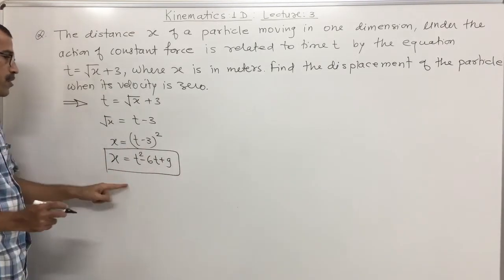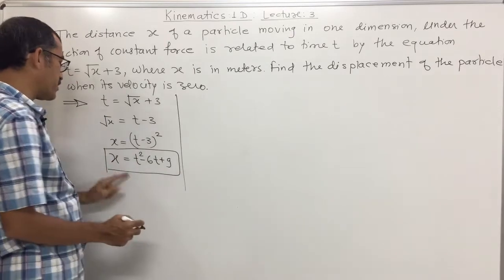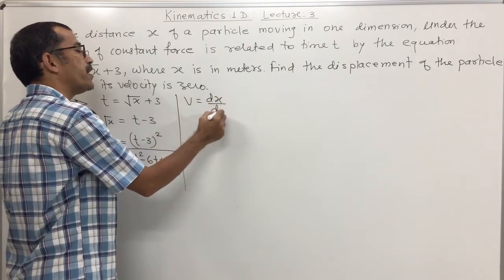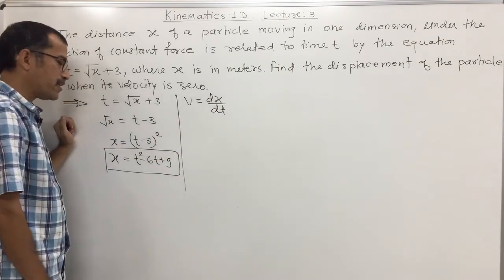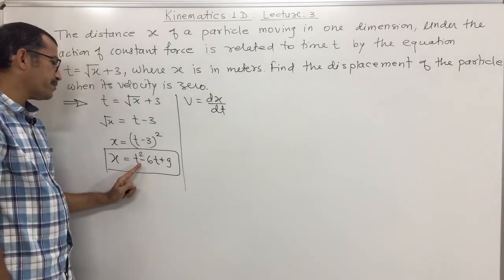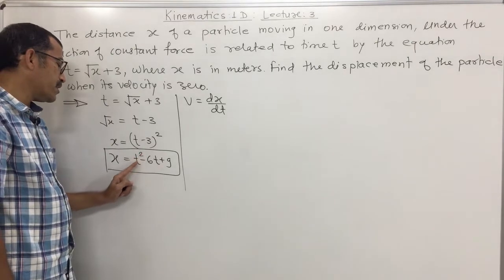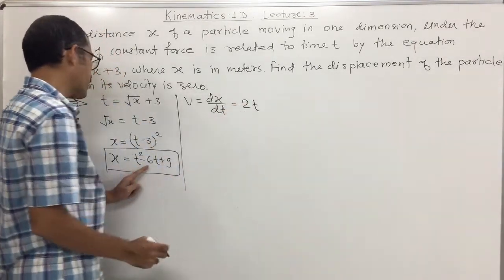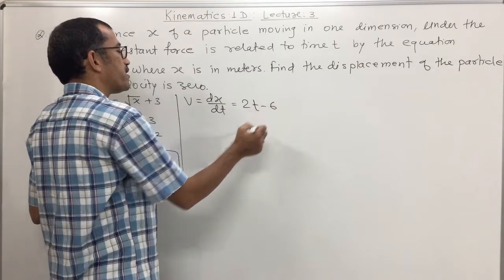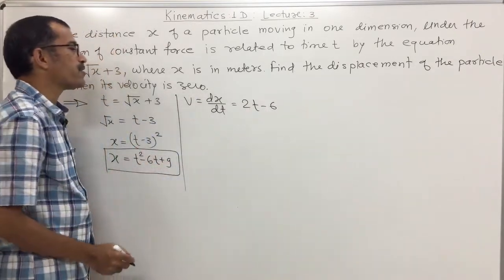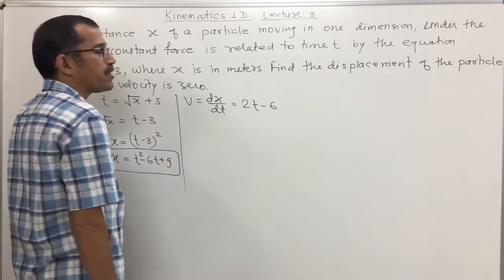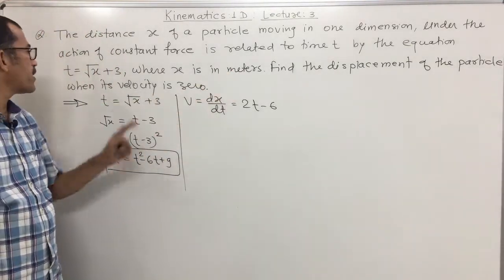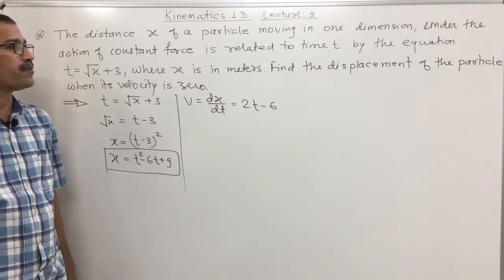Okay. From this one, is it possible to find out velocity v? v is what? dx by dt. We differentiate this. You know it's very easy, right? Differentiation of t square is what? So this will be 2t. Differentiation of minus 6t is minus 6. And the constant term becomes what? 0. That means v is 2t minus 6. Simple.